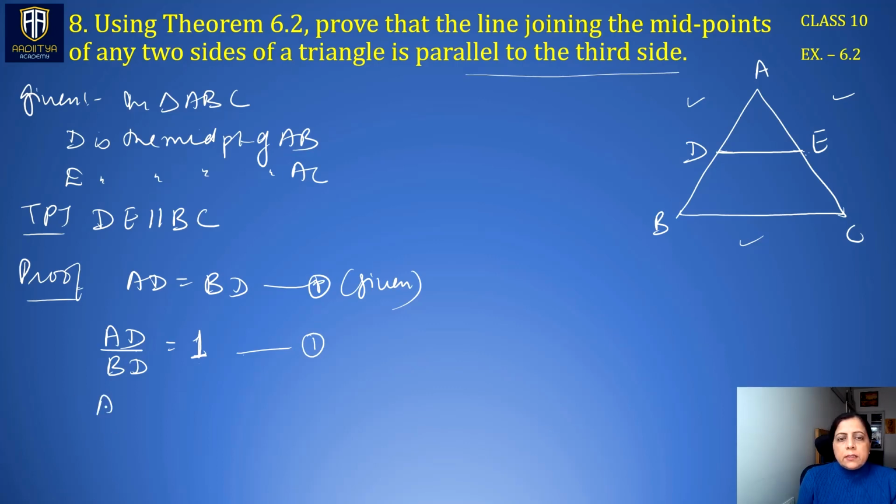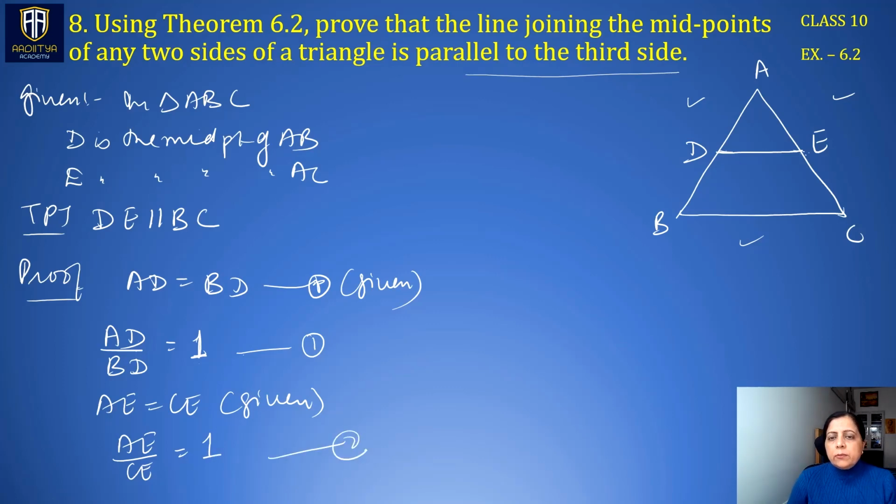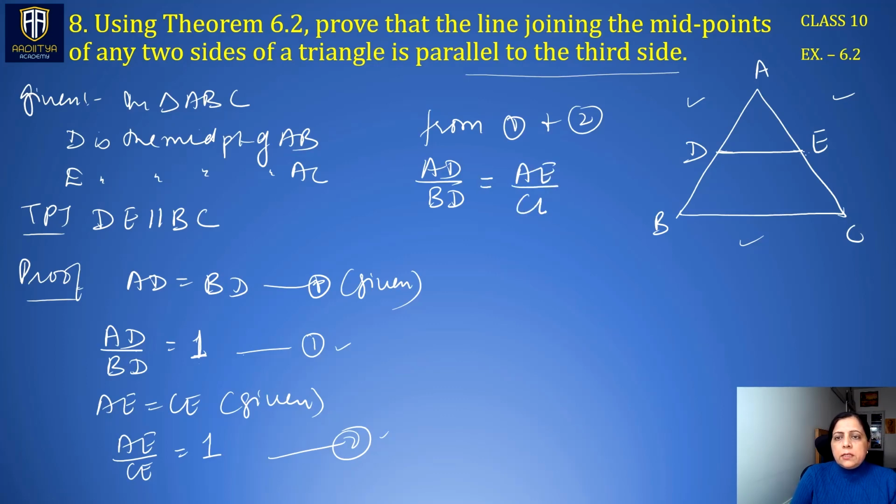Now the next thing is AE is equal to CE. This is also given in the question that E is a midpoint of AC. So we can now take the ratio of AE and CE. This also comes out to be 1. So let this be equation 2. Now from equation 1 and equation 2, these both the ratios are equal to 1. So we can say that AD over BD is equal to AE upon CE.